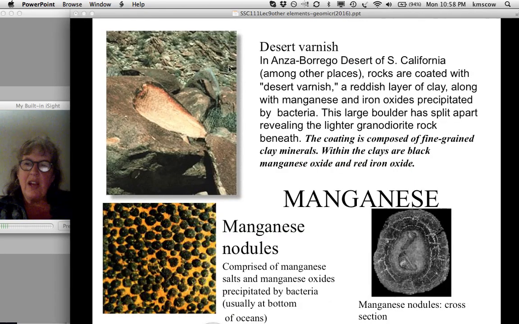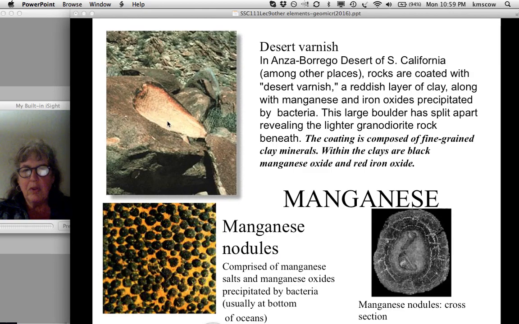Okay, that's the story of iron. So now let's talk about manganese. Manganese is similar to iron in having these two main oxidation states, and organisms can use it as a donor and acceptor. This phenomenon called desert varnish is a coating on rocks which has a reddish layer of clay, then manganese and iron oxides, where the manganese is causing this blackish color.